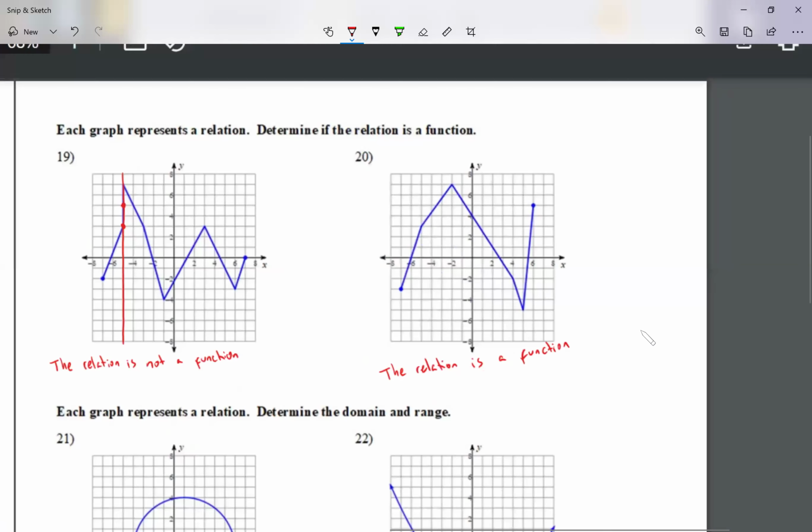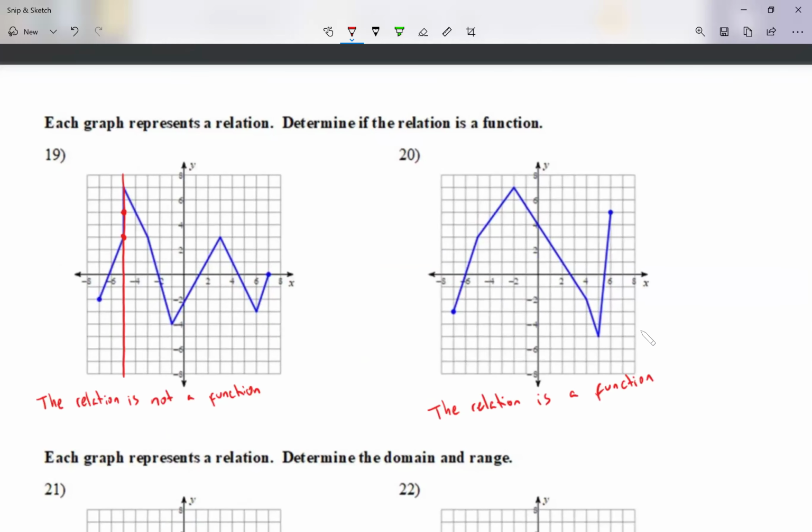So again, let me zoom out. Number 19, I was able to find a line that crossed my graph more than once. You guys see how I found 2 points. So I was able to find such a line, so that's why I call it not a function. Number 20, I was not able to find such a line. There is no line that crosses the graph more than once. So number 20 is a function.